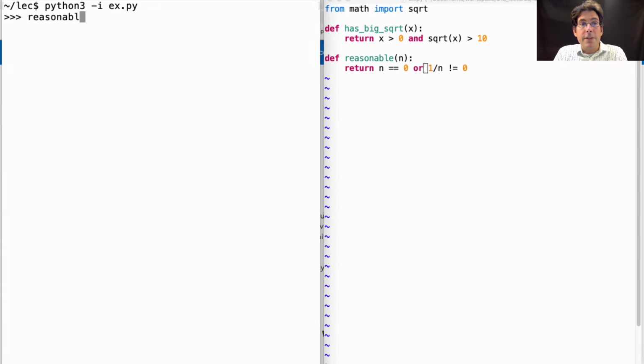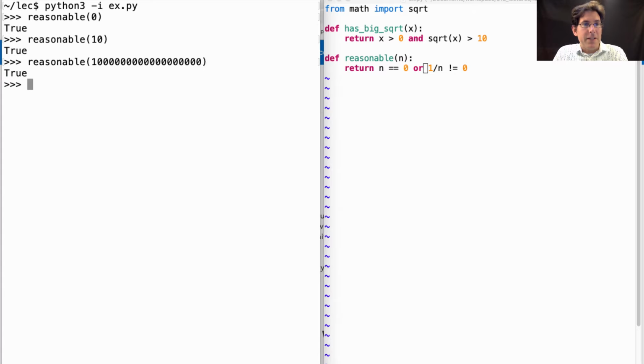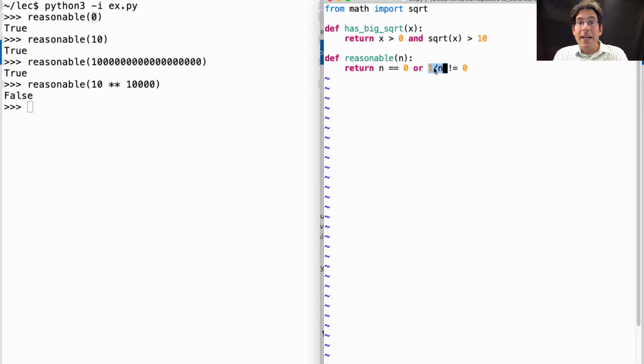So here, is 0 reasonable? Well, sure. And 10 is reasonable. And this big number is still reasonable. The only unreasonable numbers are when I exponentiate and get 10 to the 10,000th power. That's just like a ridiculous number, not a reasonable number. And the important thing is that none of these crashed, including this one. We passed in n is 0. We didn't compute 1 divided by n because we checked this first, and since this was true, the whole expression was true.